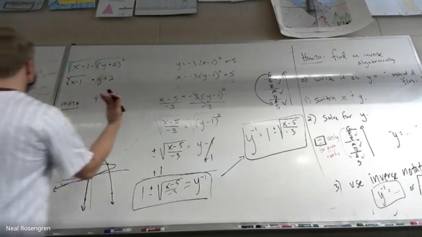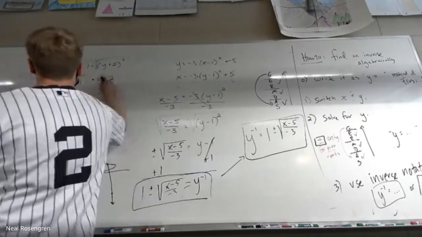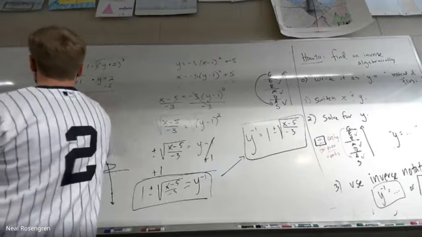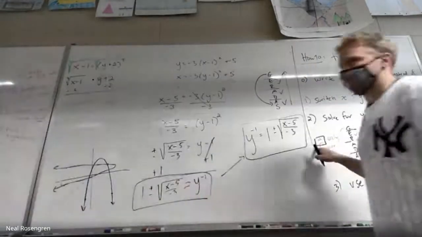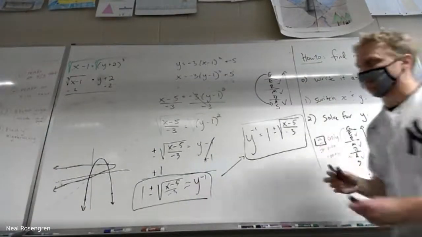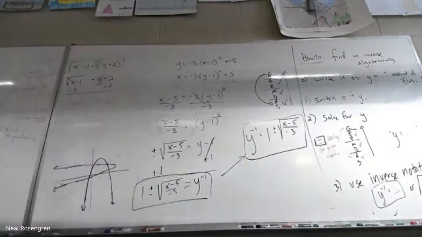No, it's just the cube root of x minus 1, and then minus 2, minus 2. Now, we only need the plus and minus for even roots, so it's just that cube root. We're good.